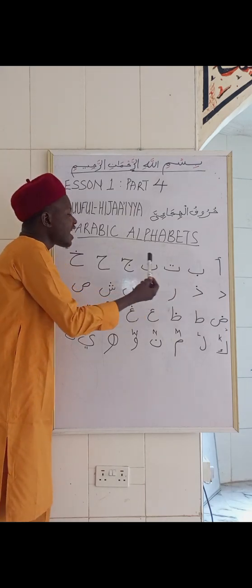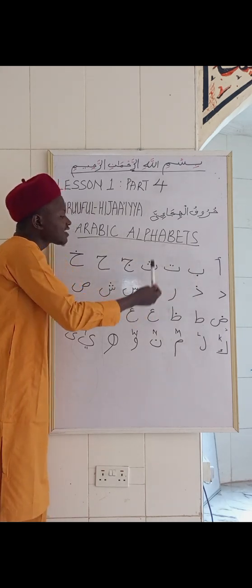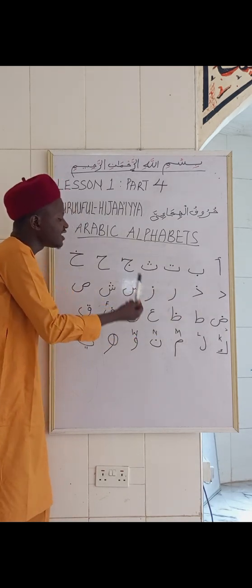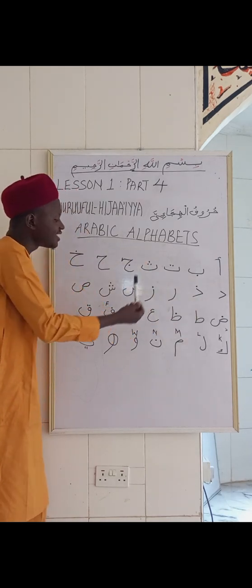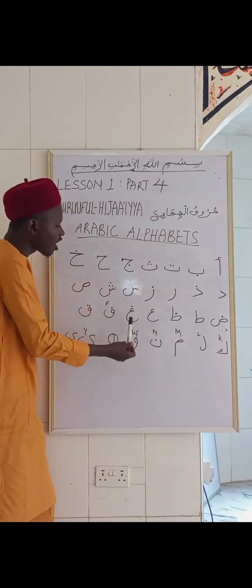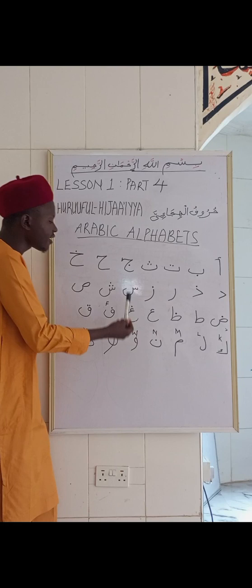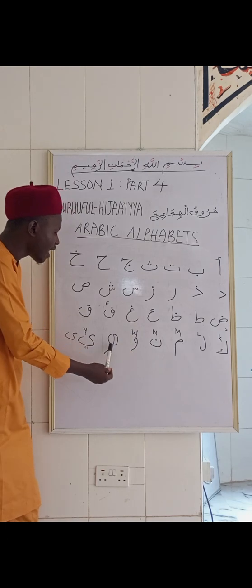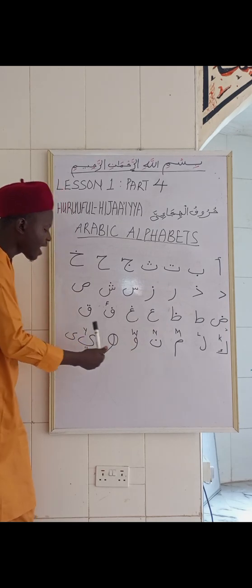Alif, Ba, Ta, Tha, Jim, Ha, Kha, Dal, Dhal, Ra, Zay, Sin, Shin, Sad. Say it. Dad, Ta, Dha, Ain, Ghain, Fa, Qaf. Kaf, Lam, Mim, Nun, Waw, Ha, Ya.